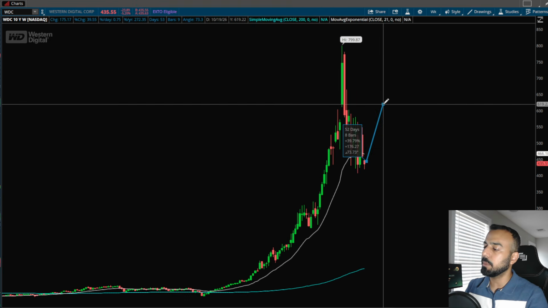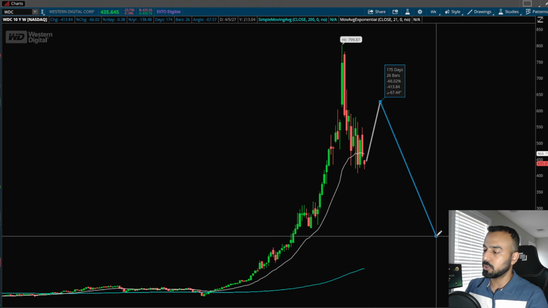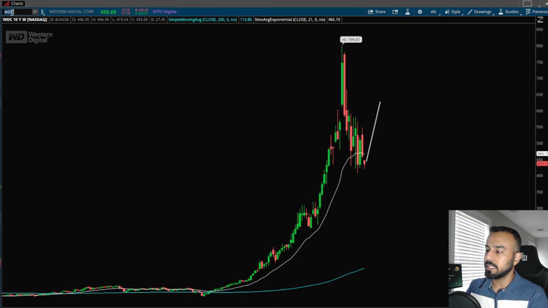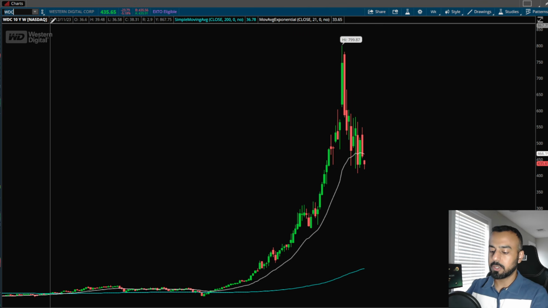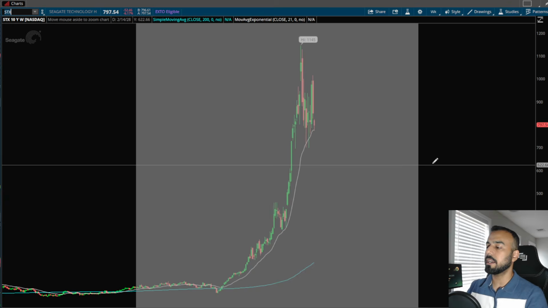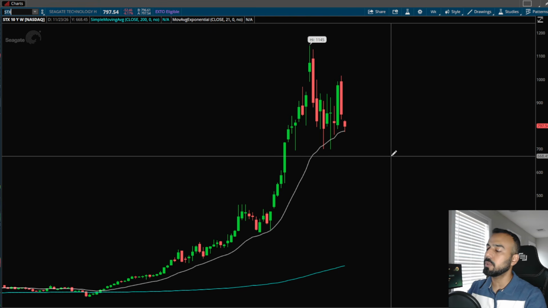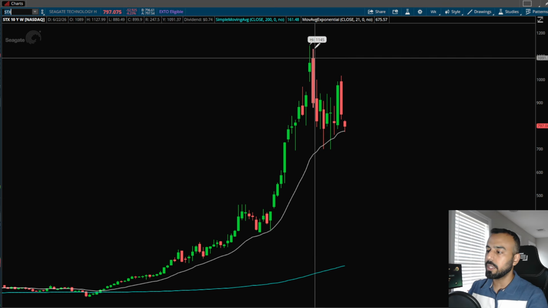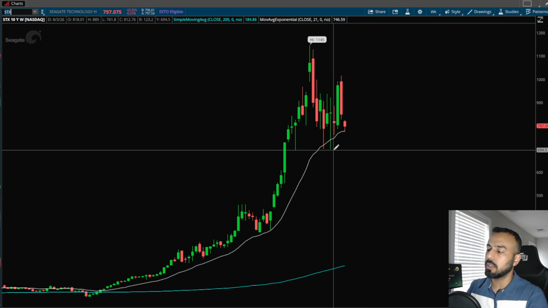I think we might even bounce here, and then eventually collapse again. I don't know how weak WDC and Seagate are compared to Micron and SanDisk. Only time will tell, but let's also take a look at Seagate here. Same exact pattern. There's literally no difference between all 3, 4, 5 of these charts that I'm showing you. We end on this euphoria and then collapse again.